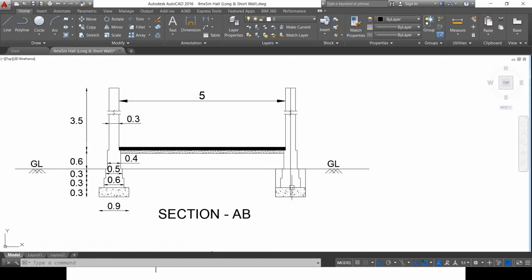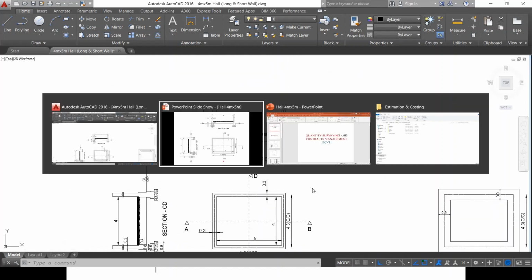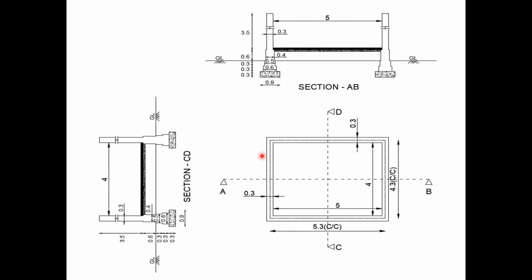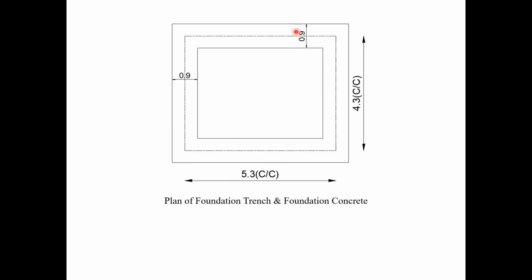I also need to consider the width and depth. So let me go back here. Let me switch here. This is the plan of the foundation trench and foundation concrete. The reason I am considering the foundation is that the very first thing we have to do is the construction of the building, which starts from bottom to top, that is excavation, then the foundation, then the superstructure, and finally the finishing, right?